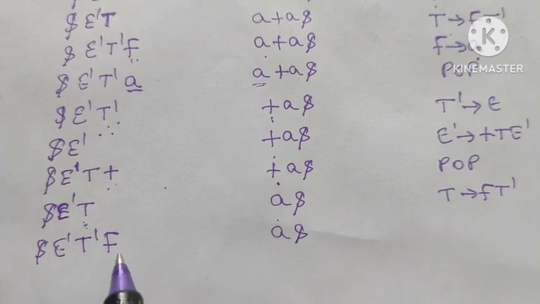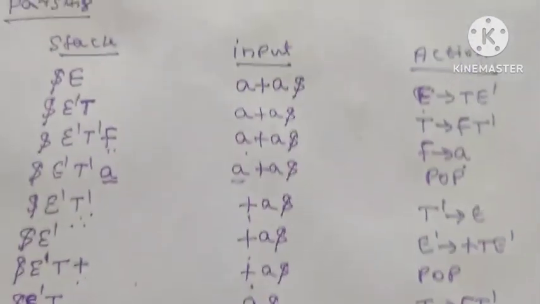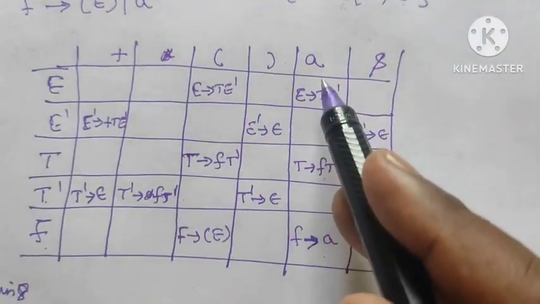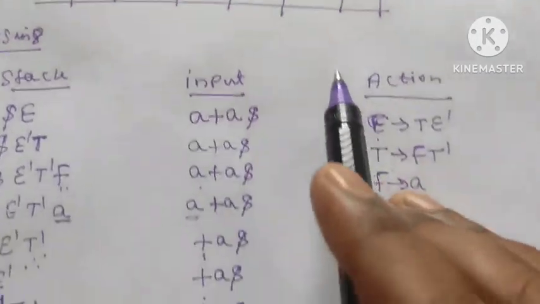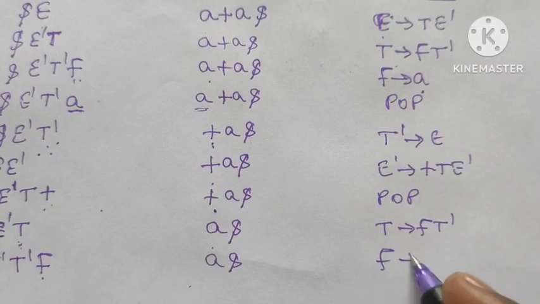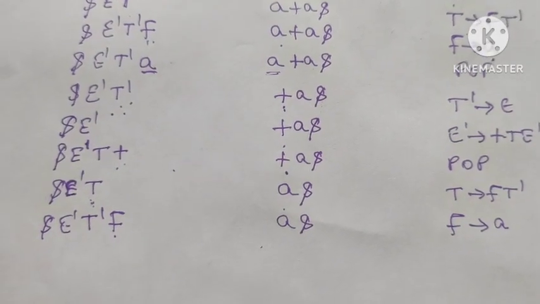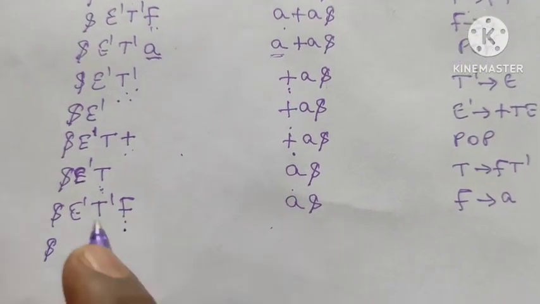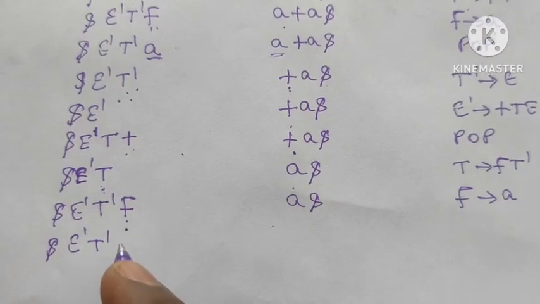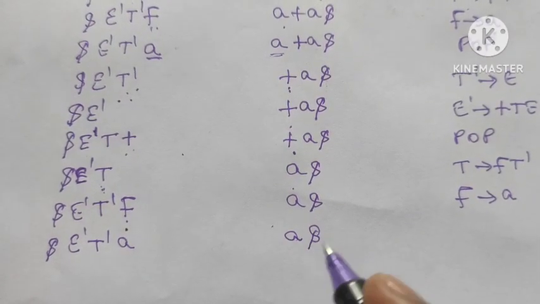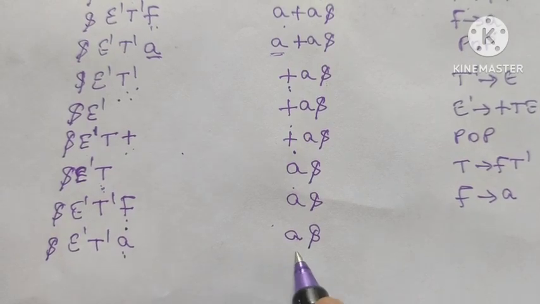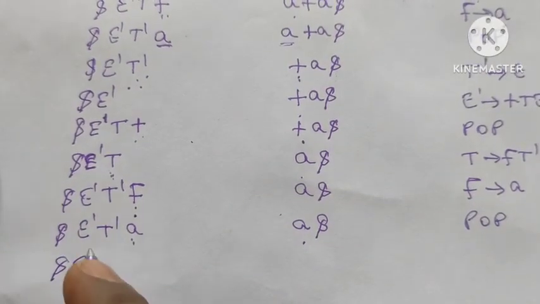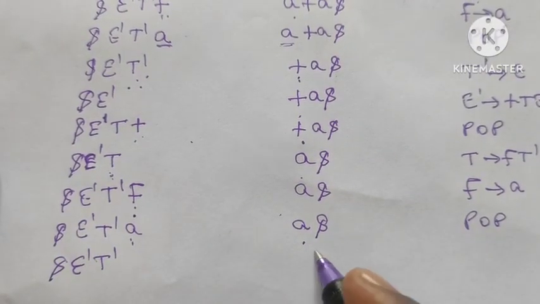Now A dollar. Now F and A. See the column. So F and A meet with F tends to A, isn't it? It gives F tends to A. So I write F tends to A. Now this F has to be replaced by A. So dollar E dash T dash A, and here also A. Now both the terminals are identical. Left side and right side you have identical terminals. So pop. Now what is remaining here? Dollar E dash T dash and then dollar.